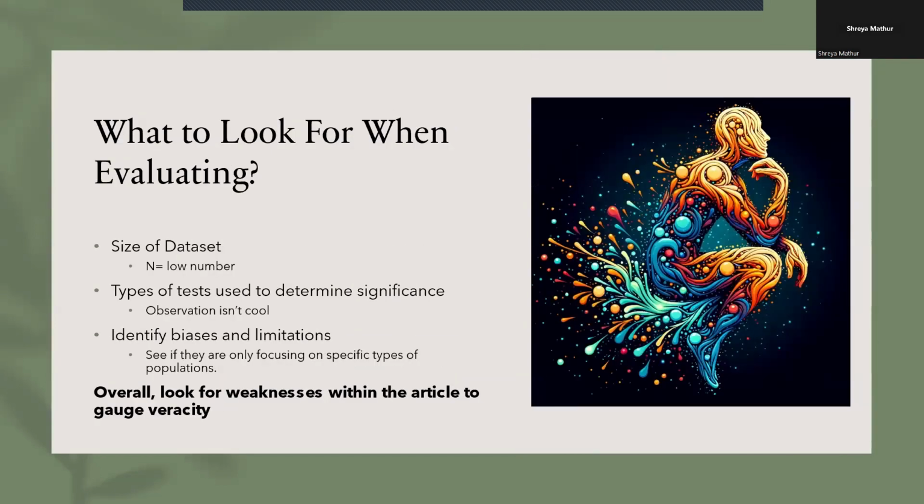Like I said, size of data set, types of test, observation is not cool. I don't like observational studies because there's no experimentation in them. You're just looking at a phenomenon, and you want to identify biases. Specifically about biases, you want to look at what types of populations they are confronting, right?